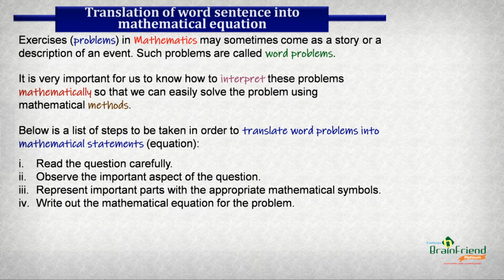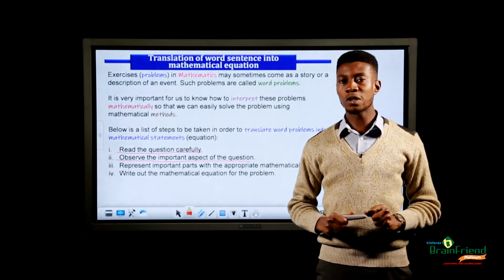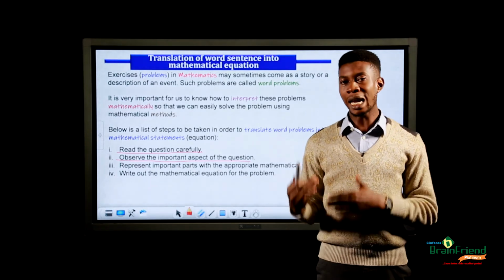Now, there are steps that have been listed on how we can go about translating word problems into mathematical statements. First, we must read the question carefully. Secondly, we must observe the important aspects of the question. Thirdly, we must represent important parts with the appropriate mathematical symbols. And lastly, we can write out the mathematical equation for the problem. Let's see some examples that explain the steps that I just listed.